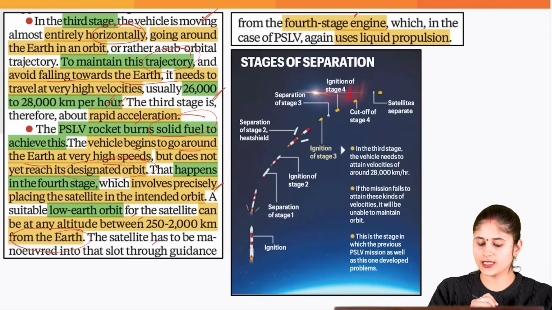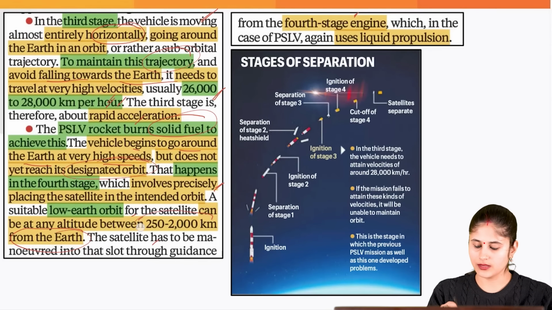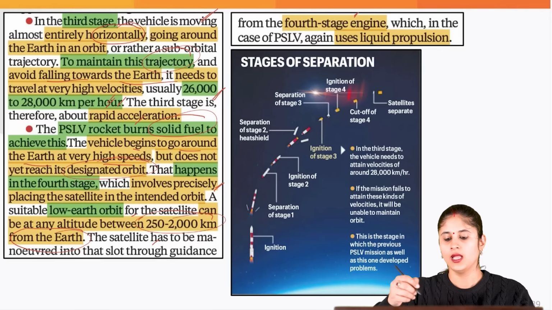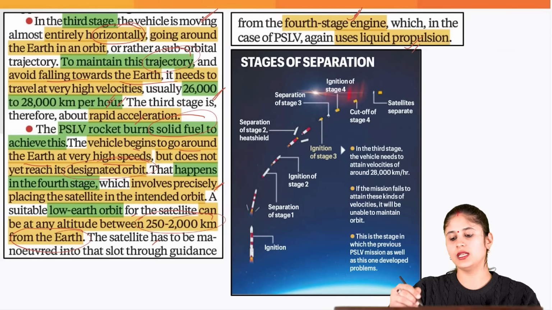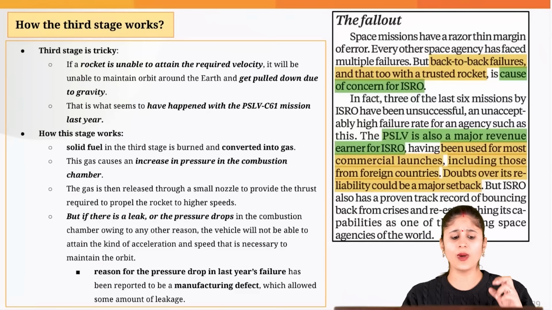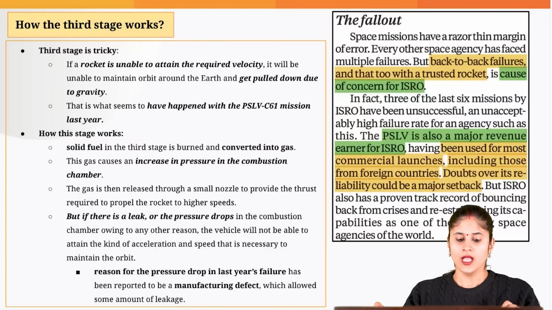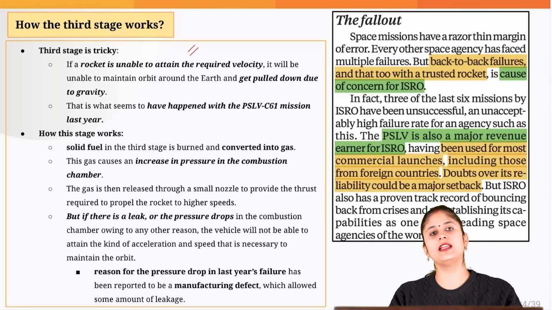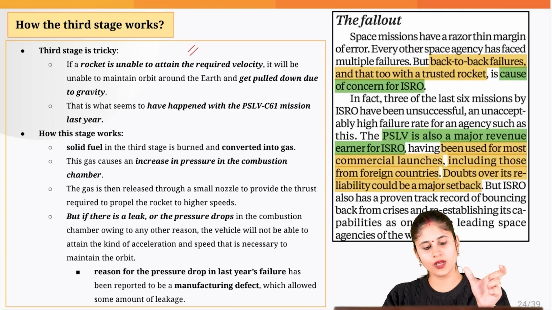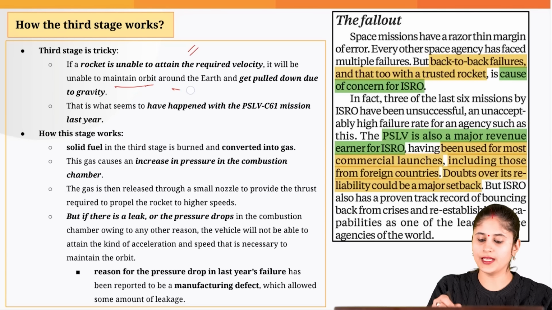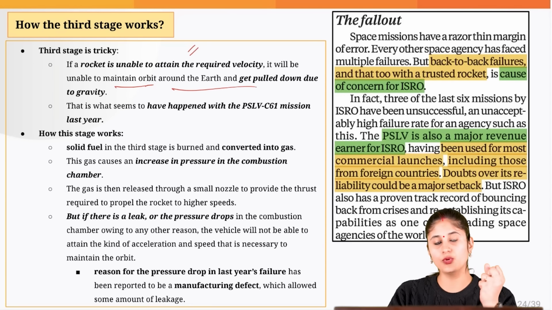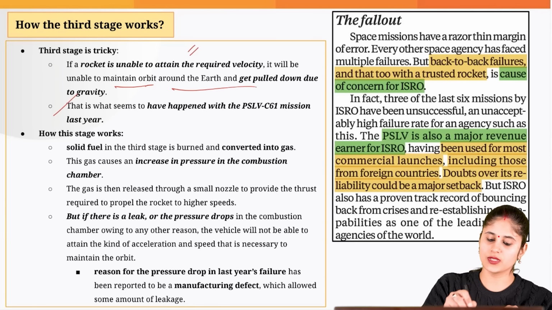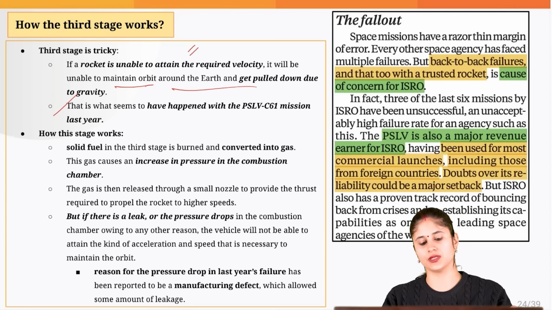When you talk about putting the satellite in a lower Earth orbit, it is less than 2000 km. And at the 4th stage, again we use liquid propulsion. Now, why is this 3rd stage tricky? Because if the rocket fails to attain the required velocity, then it would be unable to maintain the orbit around the Earth and it would get pulled down due to gravity. And this is what happened in the last mission that we had.